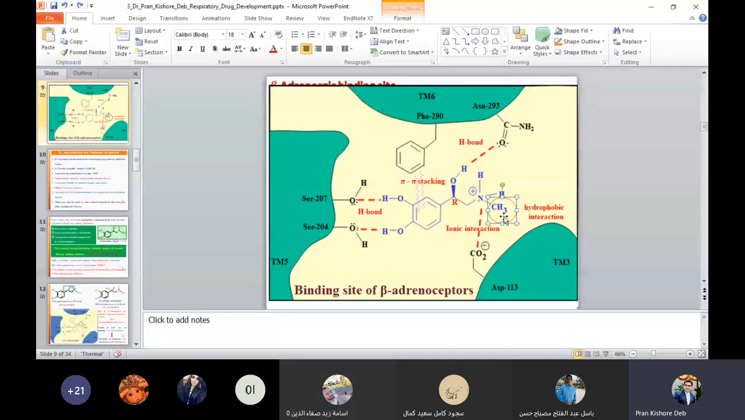And this is what we call structure activity relationship studies, SAR. We are studying the SAR, like how the structure of a drug is responsible for a particular activity, either to increase the activity or to decrease the activity. When we say activity, it can be side effect as well.